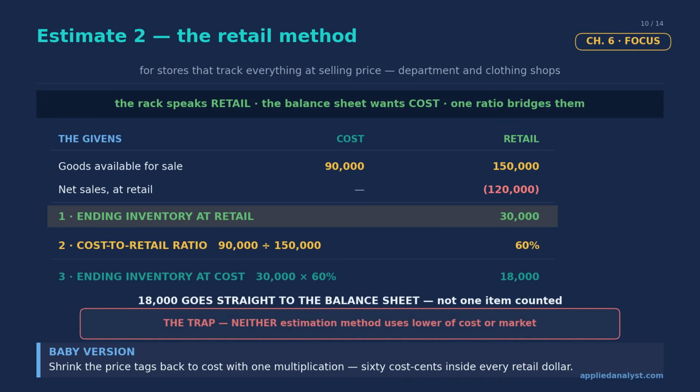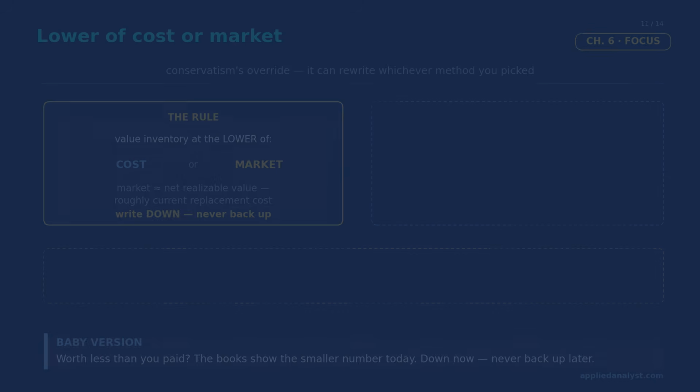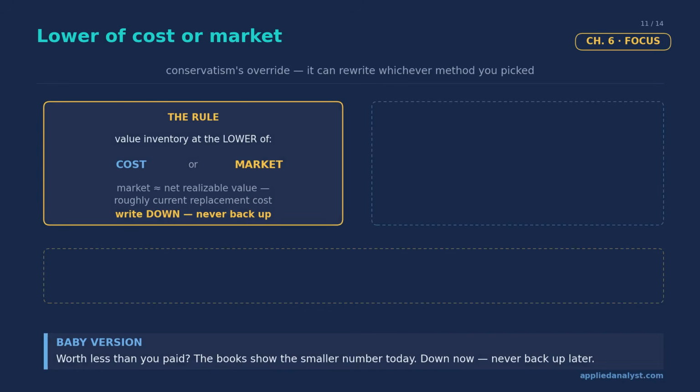And the exam trap that outranks both tools. Neither estimation method applies lower of cost or market. They are shortcuts to a cost figure, not a market test. One last override outranks whichever method you picked. Lower of cost or market, conservatism at work.